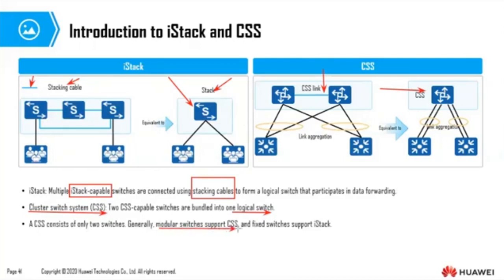Now this one is very important. You can see that they're both doing the same thing. The difference is that iStack is configured on fixed switches, while modular switches use the cluster switch system. So don't forget that.